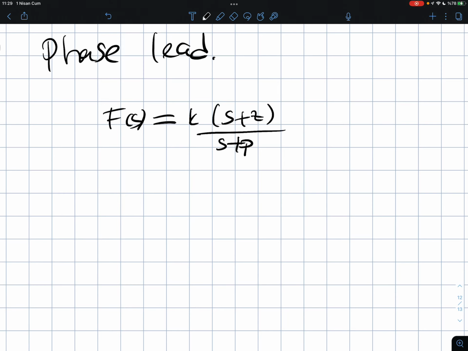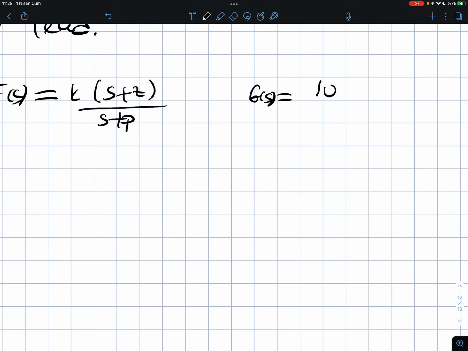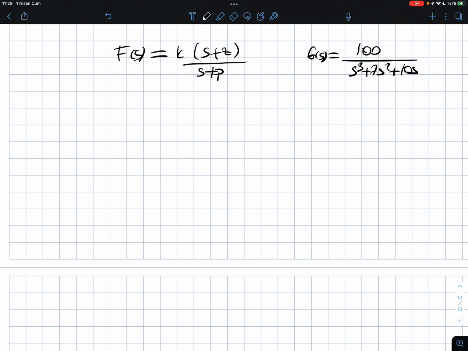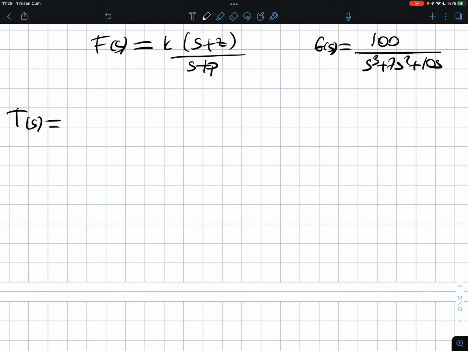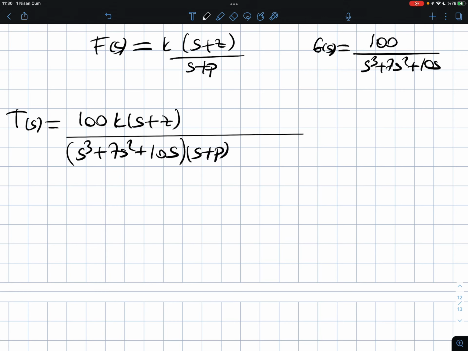So let's try to design a phase lead controller or a first order controller. The only thing that we have to do is use the algebraic method. The closed loop for the phase lead or first order controller will look like this: 100k times s plus z divided by s cubed plus 7s squared plus 10s, times s plus p, plus 100k s plus 100kz.